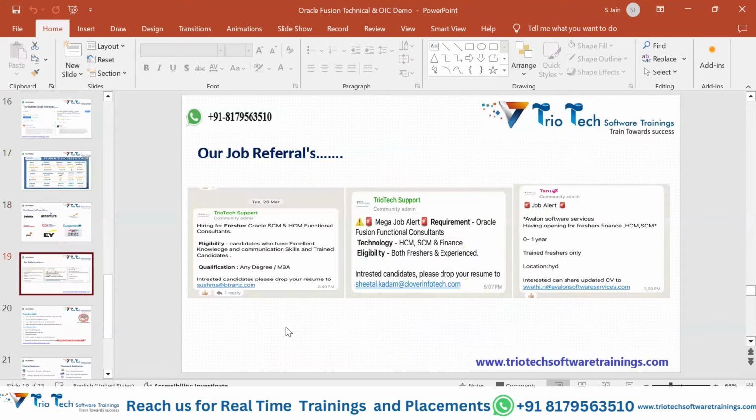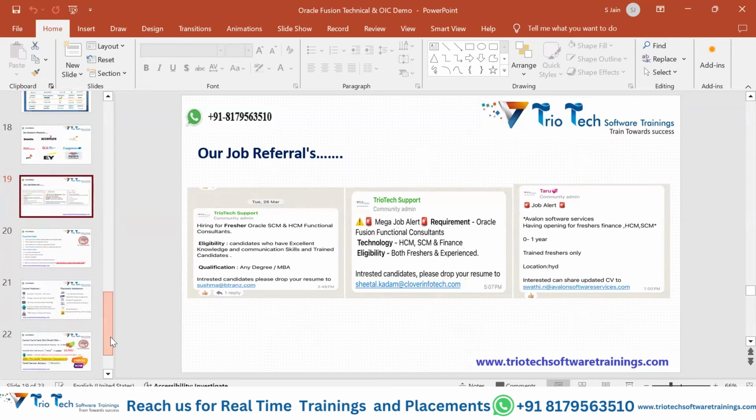Apart from that, guys, as we said, we regularly post our job referrals. Once you get enrolled, a group is automatically created. All the assignments and the direct connection between trainer and students will be through that WhatsApp group as well.